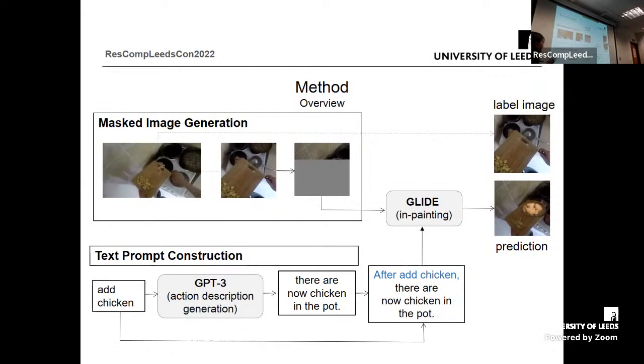And for the text inputs, for an action, usually the most commonly available text description is the verb and noun phrase, as shown here. But we want to generate a description that contains more information. What we do here is use the few-shot learner GPT-3 to generate exact descriptions of the action. For example, here, after add chicken, there is no chicken in the pot, and given these two inputs, the GLAD model generates the output.